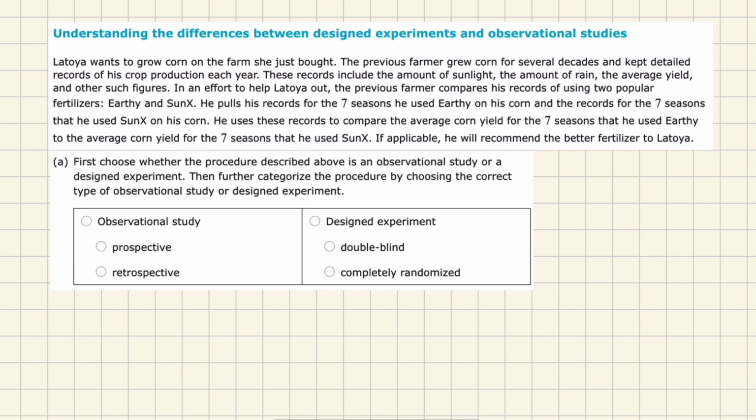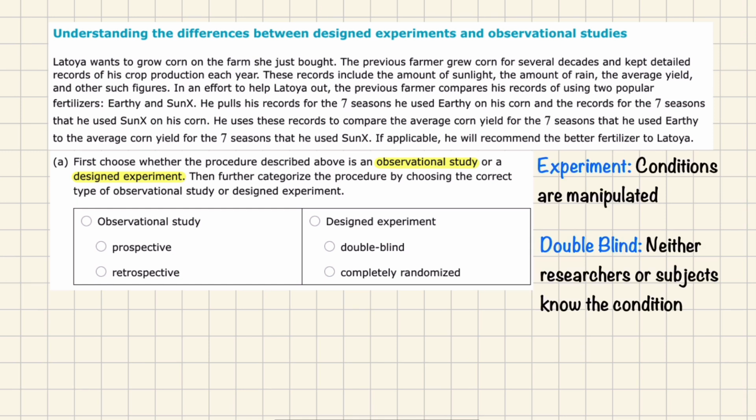For our first question A, we're asked to first choose whether the procedure described above is an observational study or a designed experiment, and then to further categorize the procedure by choosing the correct type of observational study or designed experiment. Starting with the designed experiment, in that situation, we would be manipulating conditions and then seeing what happens, and double-blind would be where neither the researchers or the subjects know which condition is which.